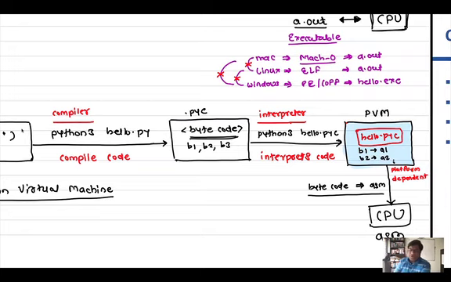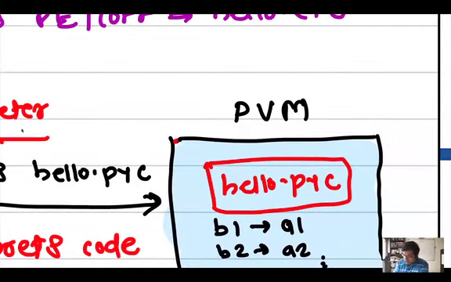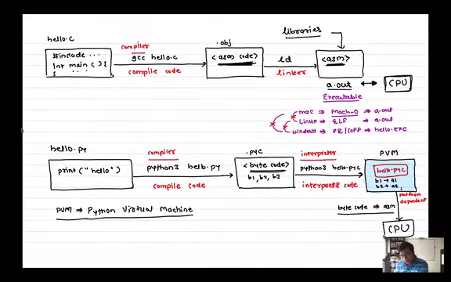So your Python code is platform independent due to the fact that the one we are using here, the PVM, is platform dependent. So the PVM is platform dependent, and that makes your code platform independent. I hope you are getting it.